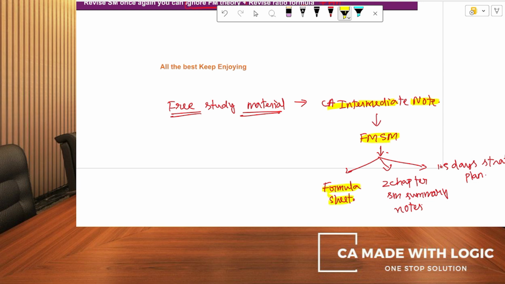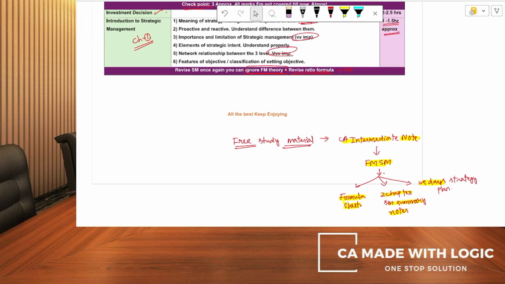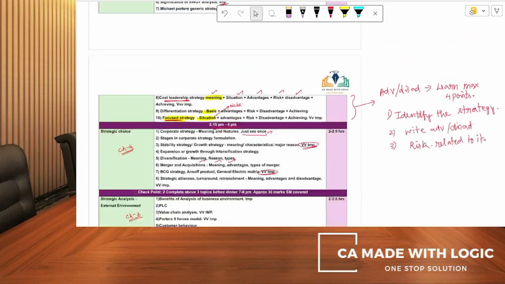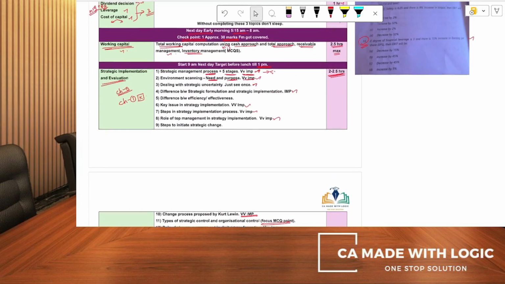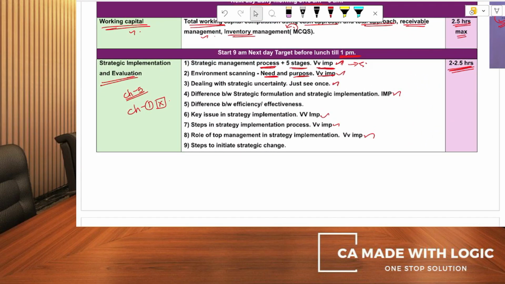So the formula sheet is also there. Okay, for FM related ratio analysis, we have beautifully prepared an entire formula list, and two chapters of strategic management notes also we have uploaded. Okay, so this 1.5 day plan has also been uploaded over there only. Okay, so there are a total of 21 concepts. Under that also I have written clearly which concepts you need to focus on.